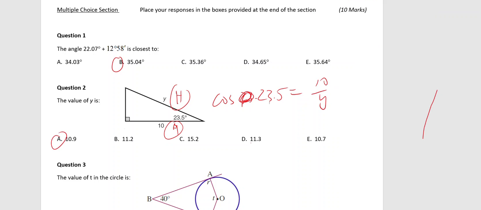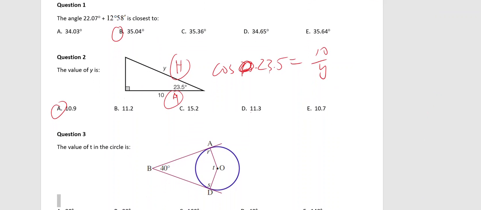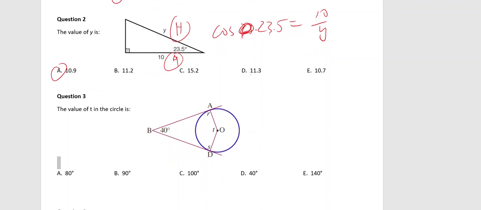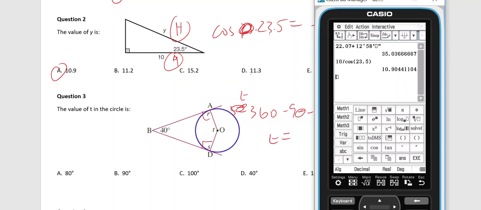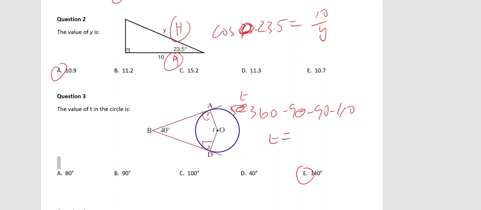Question 3. Circular geometry question. The value of t in the circle is... Now, I know that these are tangents to the circle, so they're 90 degrees. I know quadrilaterals add up to 360. So if I go 360 minus 90 minus 90 minus 40, I should get what t equals. Do it on a CAS calculator. Don't try to outsmart yourself by doing it by hand, because you're allowed a calculator, so use it. 140 degrees. So the answer is E.